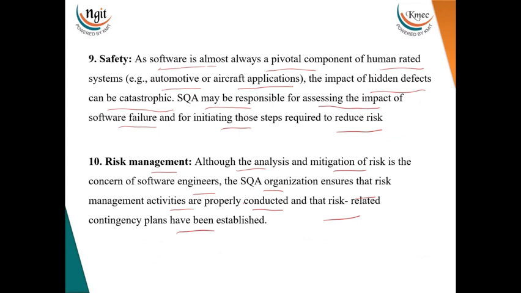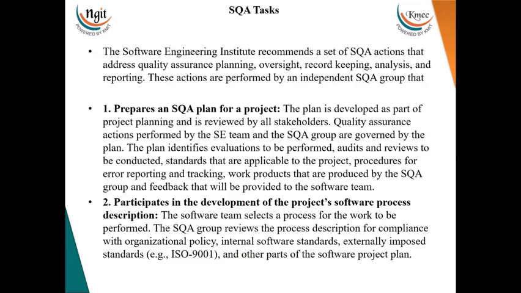Then the final one is risk management, where the software quality assurance ensures that the potential software risks are identified, documented, and mitigated. For example, having a backup plan if a critical feature fails during the demo can be the best example for risk management. Clear? So next, we talk about software quality assurance tasks.